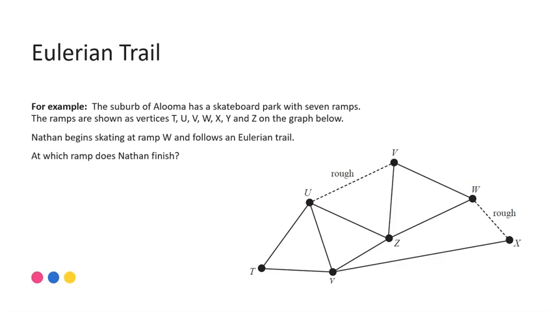The ramps are shown as the vertices T, U, V, W, X, Y, and Z on the graph below. Nathan begins skating at ramp W and follows a Eulerian Trail. At which ramp does Nathan finish?